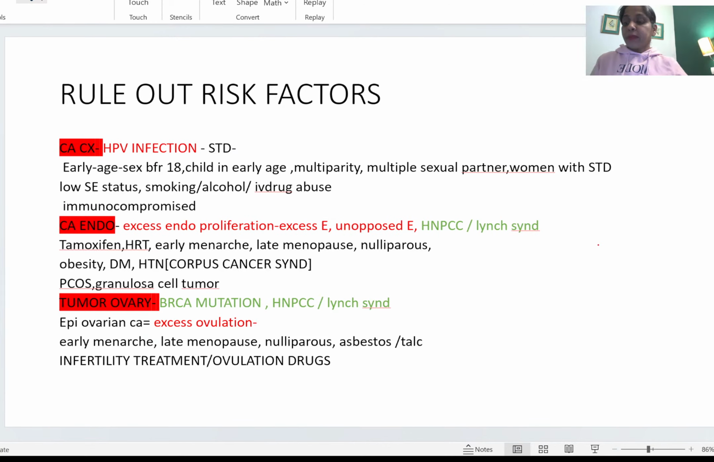The later the menopause comes, the later the proliferation stops, right?